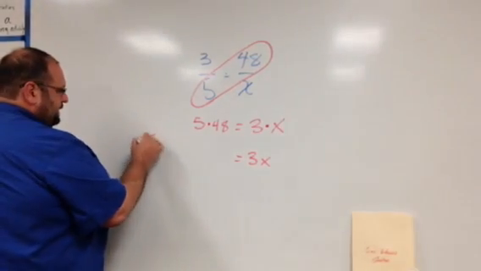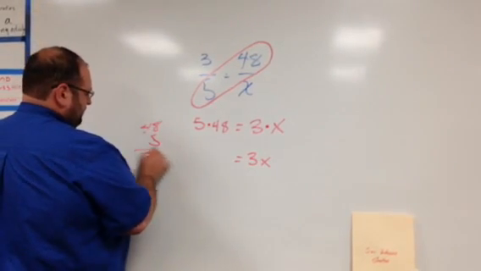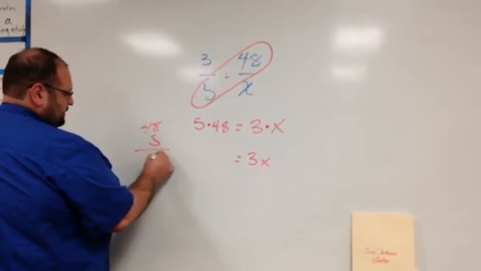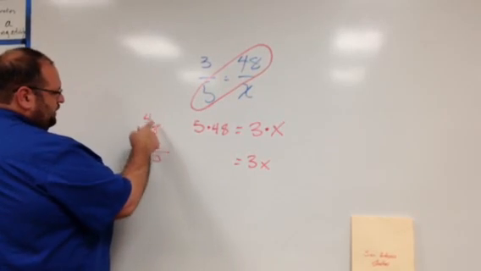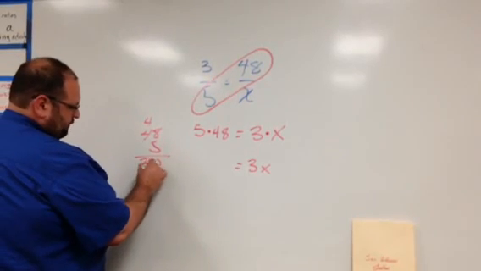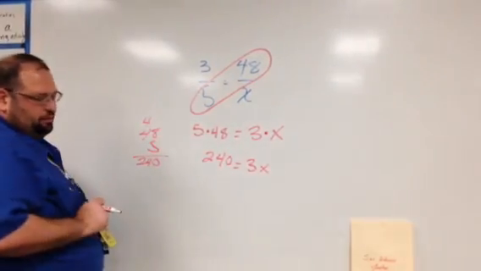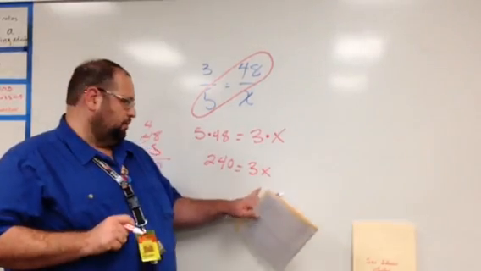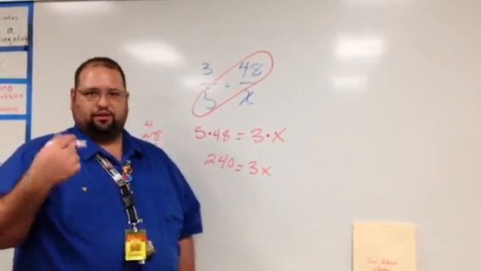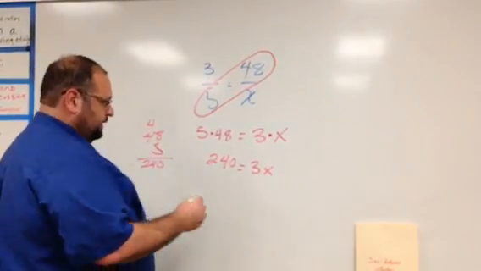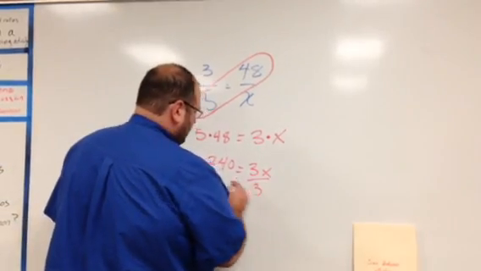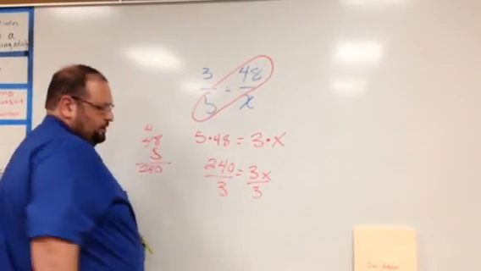5 times 48, I wish I could do that in my head real quick, but 5 times 8 is 40, 4 times 5 is 20, plus 4 is 24. We get 240 is equal to 3 times x. So we need to know what number x is going to be. Since it's being multiplied, we're going to do the opposite. We're going to divide by 3. We're going to do that on both sides.